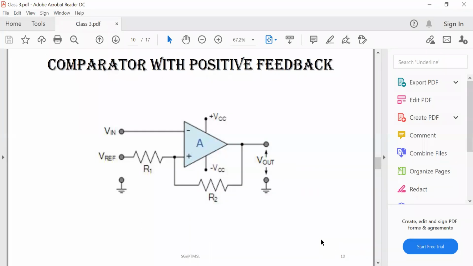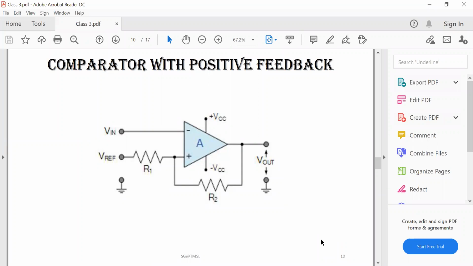So coming to the next slide, which is the op-amp comparator circuit with positive feedback. So we have seen that op-amps can be configured to operate as comparators in their open loop mode, and this is fine if the input signal varies rapidly or is not too noisy.